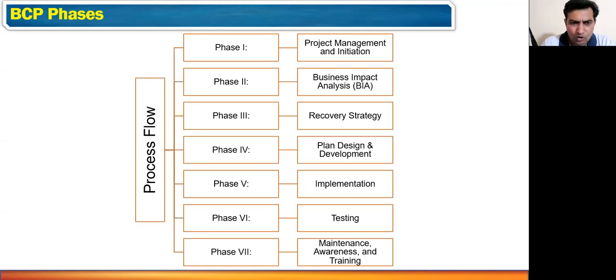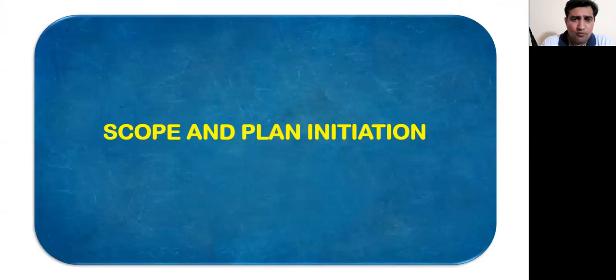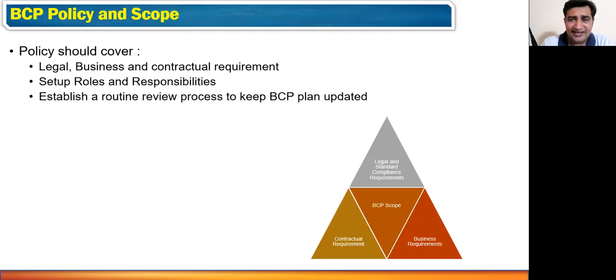So that's the thing. Quickly, we will go through these steps: scope and plan initiation. Scope and plan initiation means you set up the scope for your BCP plan, and it can be impacted by multiple factors. It can be impacted by the legal or compliance requirement. It can also be impacted by contractual requirement. Your company is outsourcing, or your company is serving some other company, and that company wants you to implement the BCP plan. So the scope will change based on that. And finally, there are business requirements, right? Business requirement is your own company's business requirement.